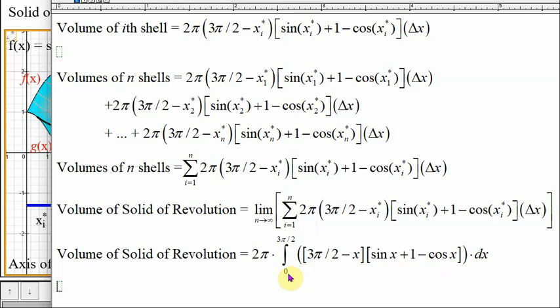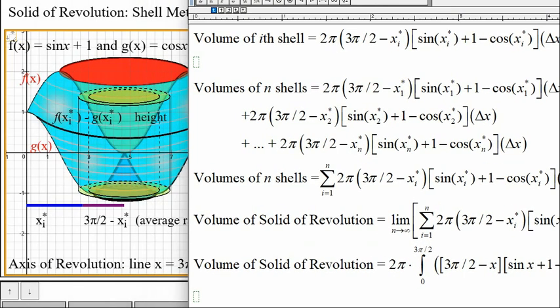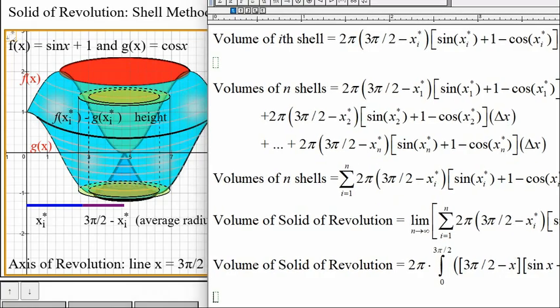The integral from 0 to 3 pi over 2 of 3 pi over 2 minus x, times sine of x plus 1 minus cosine of x, dx. The limits are 0 to 3 pi over 2 because we're going from 0 to 3 pi over 2, which is the axis of revolution. The axis of revolution is the line x equal to 3 pi over 2.